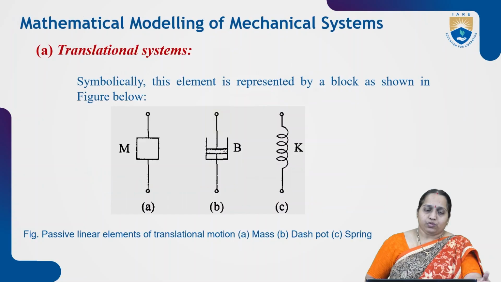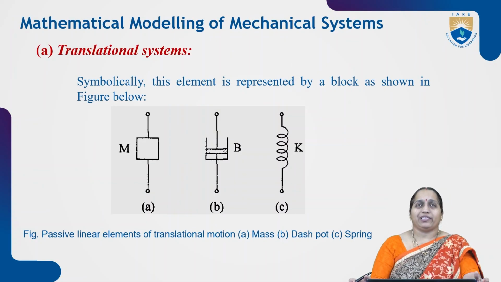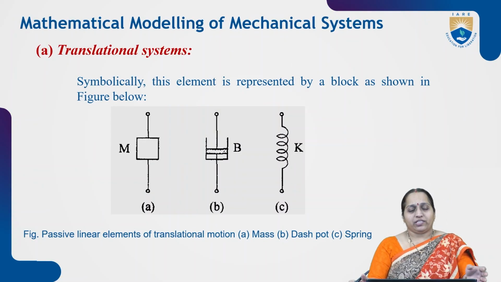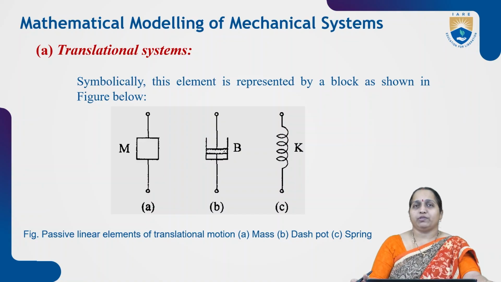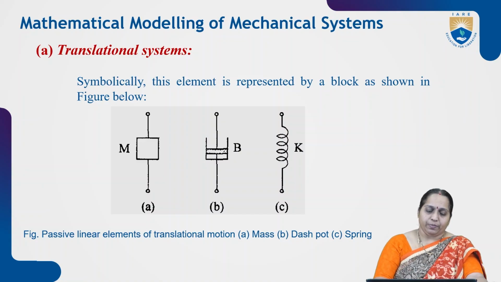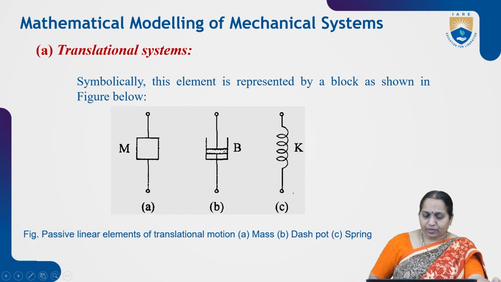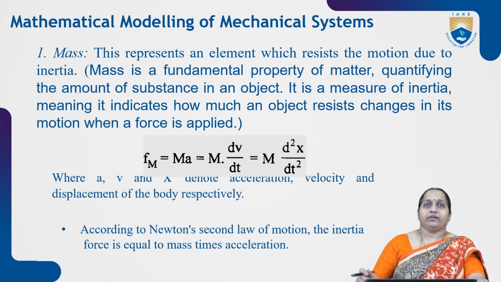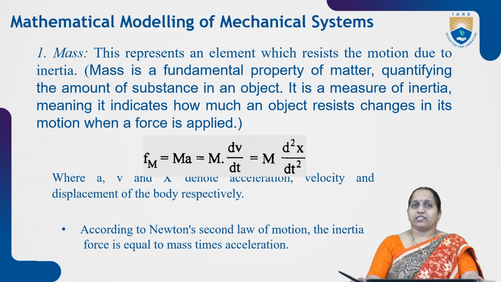First, if we consider translational systems, you have three basic elements: mass, dashpot and spring. Symbolically, each element is represented by a block, either as a mass, dashpot or spring. These are called passive linear elements of translational motion. First we shall discuss mass.